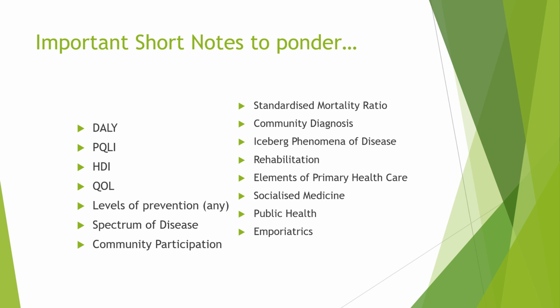And now focusing on the rest is the spectrum of disease, community participation, standardized mortality ratio, community diagnosis, iceberg phenomena of disease, rehabilitation, elements of primary health care, socialized medicine, public health, and emporiatrics. These are the terms in this chapter which you have to be brushing through while you are studying.